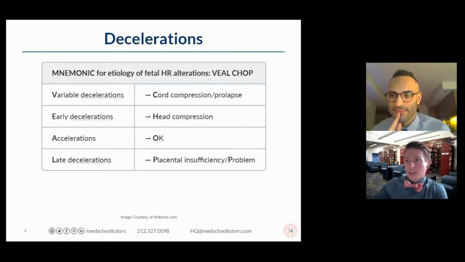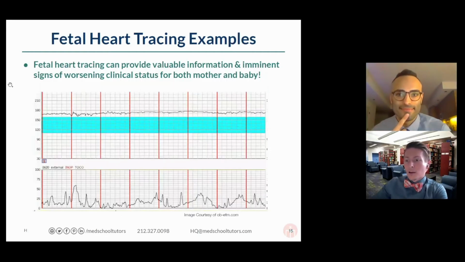So Sam, I'm going to kick it off to you to go ahead and give us our first example here and walk us through what we might be seeing.